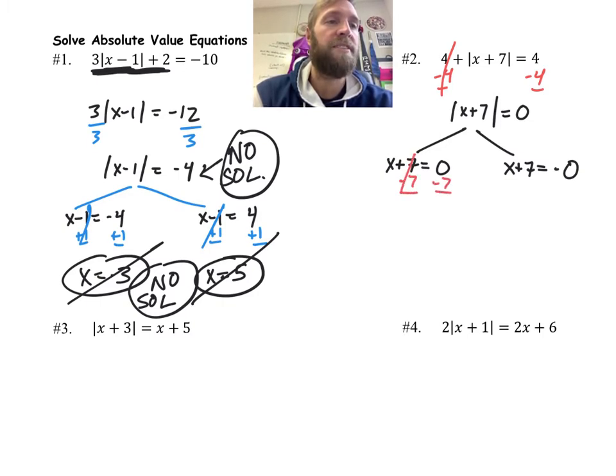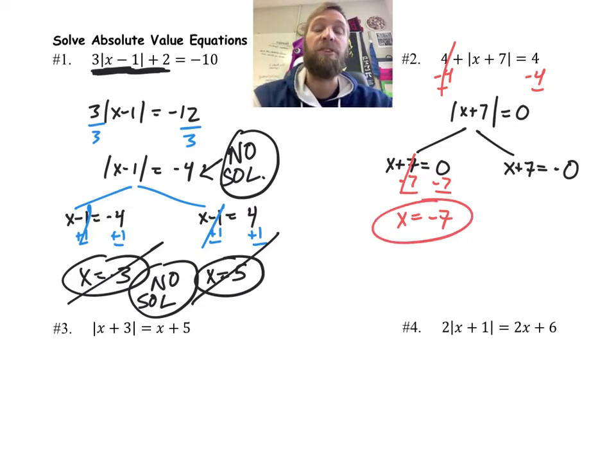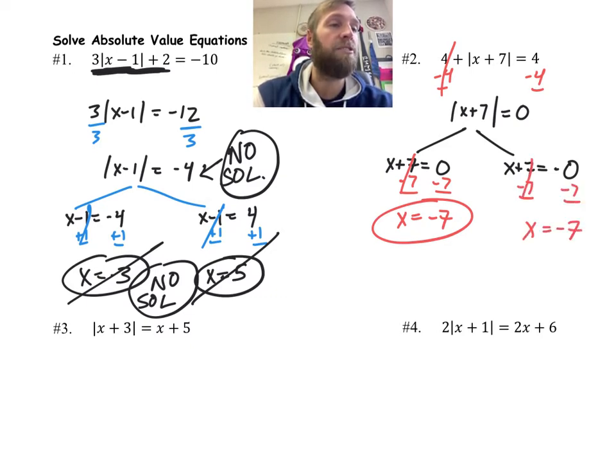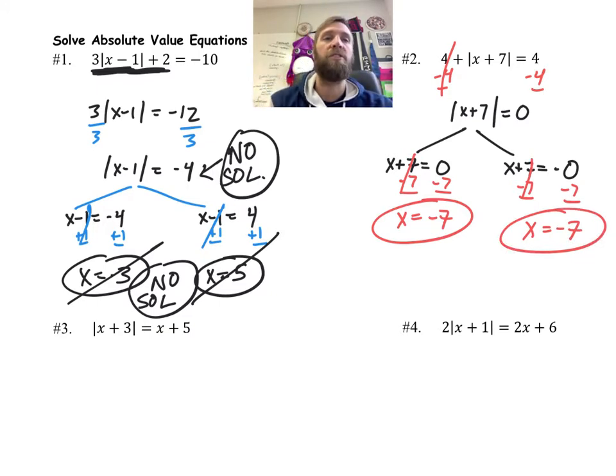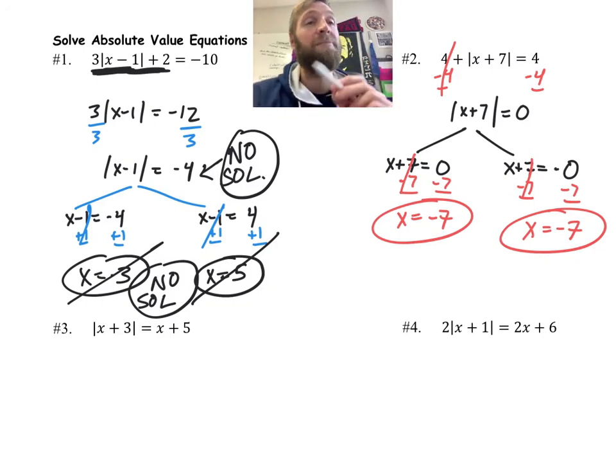We subtract 7, undo it, x equals negative 7. Negative 0 is just 0. There's no value, so it doesn't matter if it's positive or negative. When I subtract 7 from 0, I still get negative 7. So really, I only have one solution. This is like that V-shaped graph, just coming down and touching at the vertex only once. Let's go ahead and plug it in and make sure that it works.